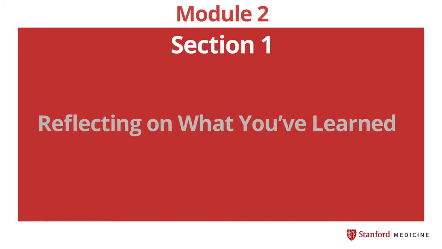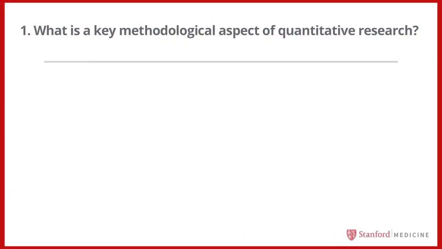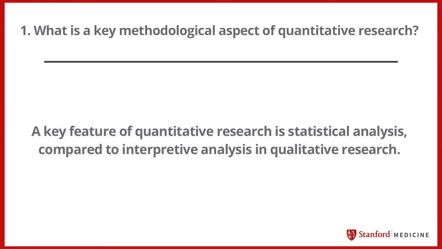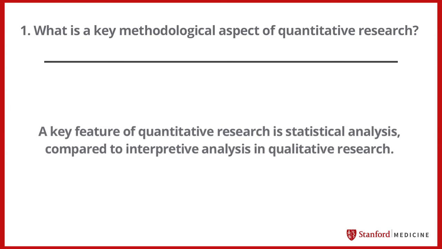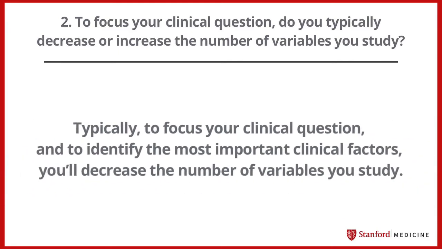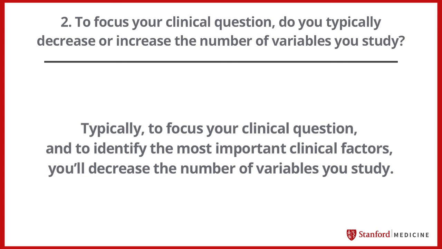Now I'll ask you to reflect on what you've learned. What is a key methodological aspect of quantitative research? A key feature of quantitative research is statistical analysis, compared to interpretive analysis in qualitative research. To focus your clinical question, you typically decrease or increase the number of variables you study. Typically, to focus your clinical question and to identify the most important clinical factors, you'll decrease the number of variables you study.